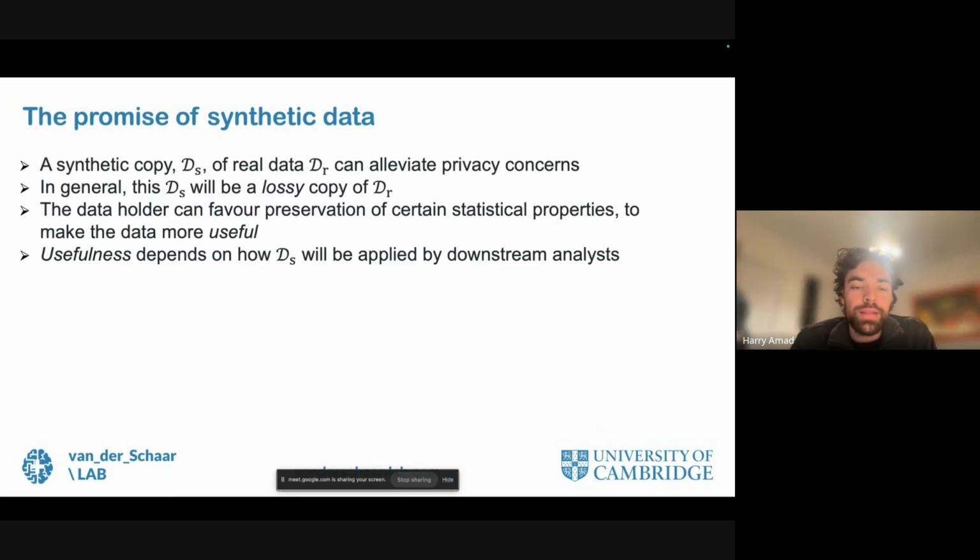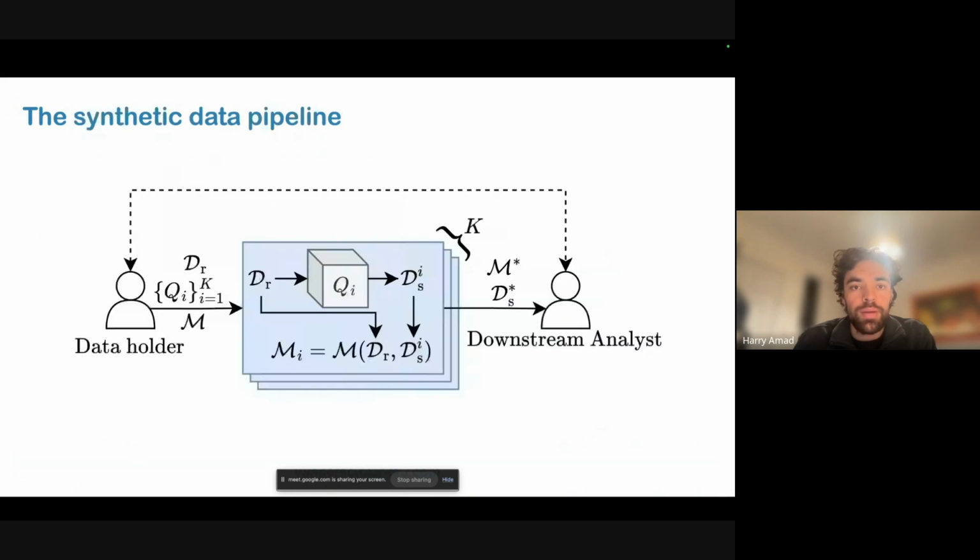And basically, the way that this should be done is the data holder should consider how this synthetic data will be used, and what would be a useful synthetic data set for me to create, depending on the needs of the downstream analysts who will use that data for the most common purposes. But this notion of usefulness is really context dependent, and that's what we want to hammer home in this paper.